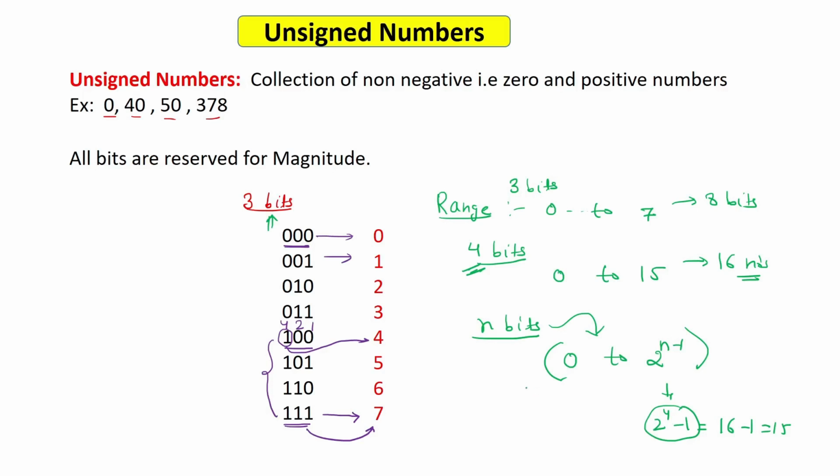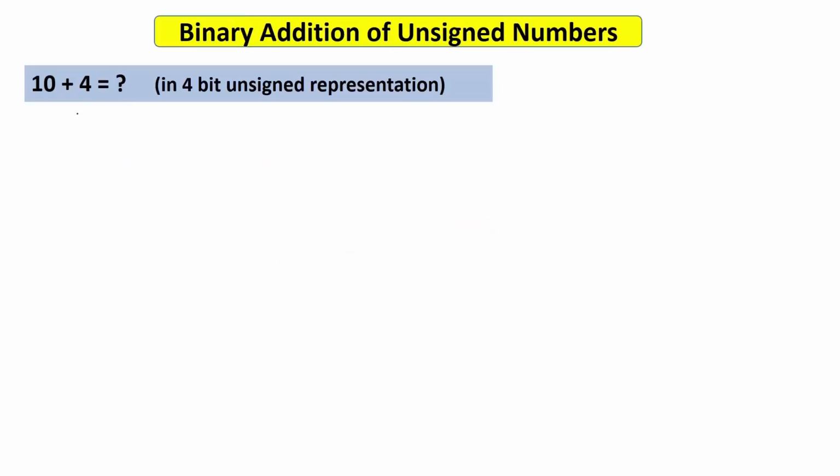So now in this video, let's discuss the various arithmetic operations on unsigned numbers. Let's first understand the binary addition of unsigned numbers. For example, we are given two decimal numbers 10 and 4, and we have to find the addition of these two numbers. Let's see what the answer will be in case of decimal numbers. If we add 10 and 4 in the decimal number system, then we will get 14, right? Now, if we have to represent these 10 and 4 in binary numbers, and then find the addition of these numbers, then what will be the answer?